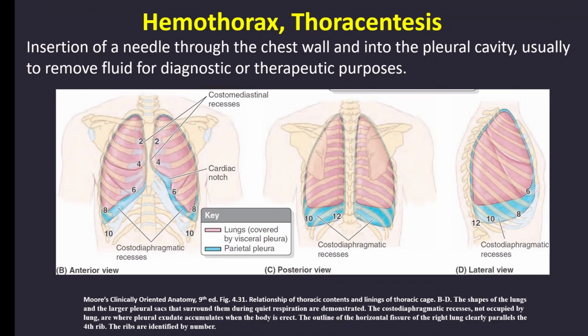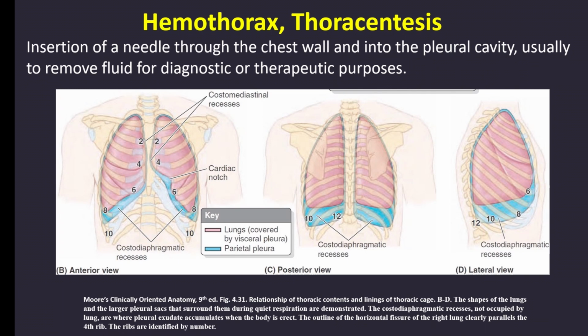So in case of thoracocentesis, which basically is the process of insertion of a needle through the chest wall into the pleural cavity, usually to remove fluid that's accumulated there because it's not good to have fluid accumulated there. Normally, this space again is a potential space and it shouldn't have fluid. It's done for therapeutic purposes or again diagnostic purposes to collect some of that pleural fluid.